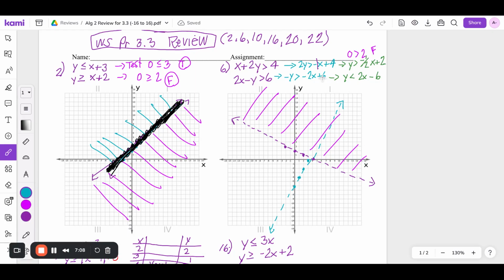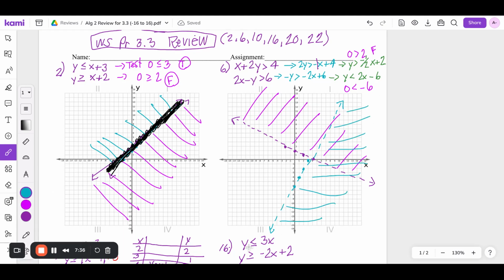Okay, now I'm going to test the 0, 0 again. I'm putting it in here. 0 less than 2 times 0 is 0, minus 6 is negative 6. Is 0 smaller than a negative number? No, that's false. So because that's false, I'm not shading on this side of the line. I'm shading underneath. Okay, so I'm shading right over here.